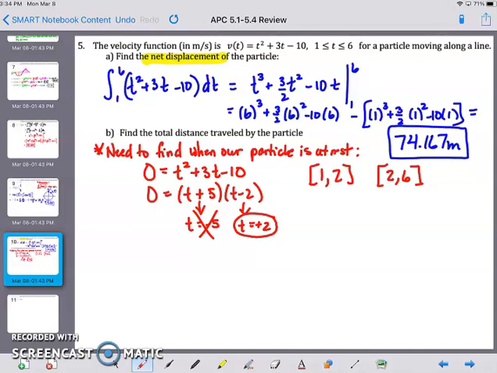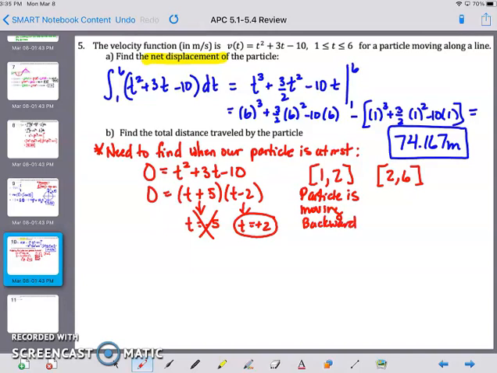So for example, if I want to know if it's moving forward or backwards from 1 to 2, what do I get for my velocity if I plug 1 into my velocity function? Well, 1 squared is 1, plus 3 times 1 is 3, so 1 plus 3 is 4, but 4 minus 10 gives me a velocity of negative 6 at t equals 1 second. So that tells me that if my velocity is negative at 1 second, then the particle is moving backward. Okay, so right here from 1 to 2, I can say that the particle is moving backward.